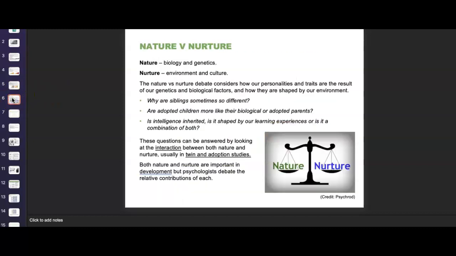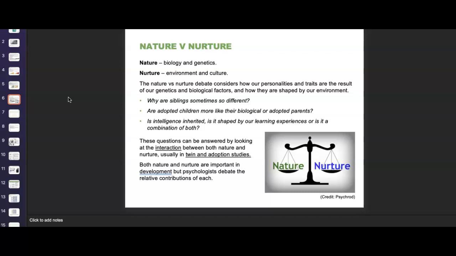Another big debate when it comes to development is nature versus nurture. Now, hint, hint, hint, question 1 is all about nature versus nurture for chapter 9. Nature is defined as our biology, our genetics, what we get from our parents' genetics, from our ancestors. Nurture, however, is our environment and our culture. The nature versus nurture debate considers how our personalities and traits are the result of our genetics and biological factors and how they are shaped by our environment.